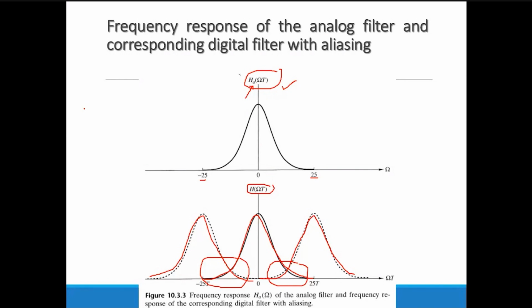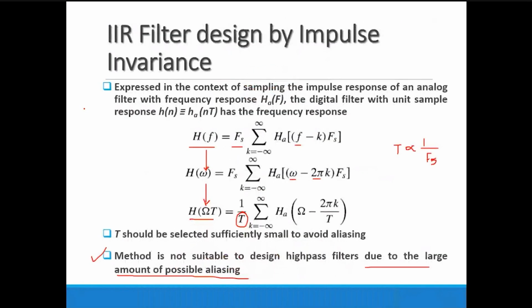Is it okay, Ekta? Sir, I didn't get it. If I increase fs, then definitely T will decrease and the overlapping will decrease. No, what I am telling is T should be selected sufficiently small. T is inversely proportional to fs, that is T equals 1 by fs. If you take the higher value of fs, your T will reduce. But that is the sampling frequency.